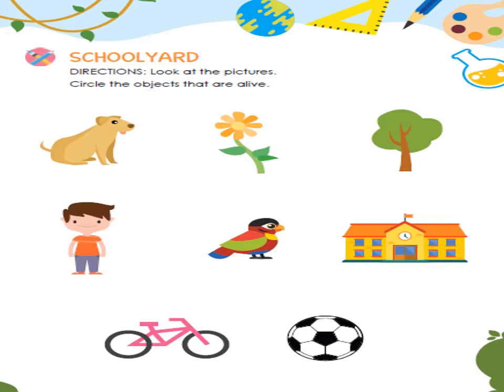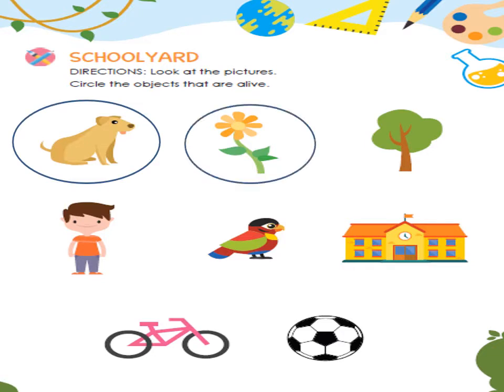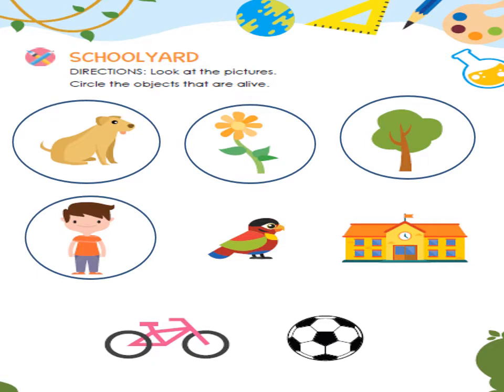Schoolyard. Look at the pictures, circle the objects that are alive. What's the meaning of objects that are alive? It means the objects can move or grow, eat and drink. So I will draw a circle around the dog, the flower, the tree, the boy, and the bird.